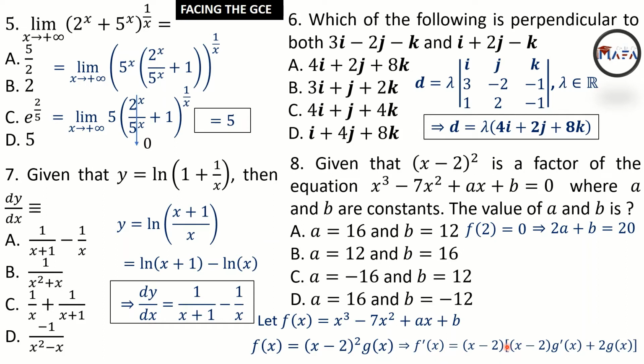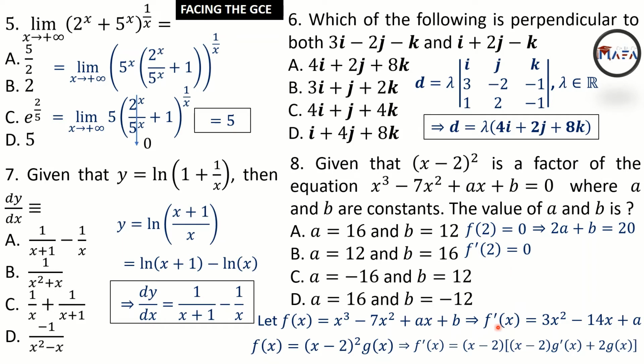So this is just to remind you of the notion that if x minus a all squared is a factor of a polynomial f of x, then x minus a is also a factor of the first derivative of that polynomial. So with f prime of 2 being equal to 0, we first look for f prime of x, differentiating our f of x. Differentiating x cubed, we get 3x squared. Differentiating 7x squared, we get 14x. Our negative sign stays intact. Differentiating ax, we get a, and differentiating b, we get 0, because b is a constant.